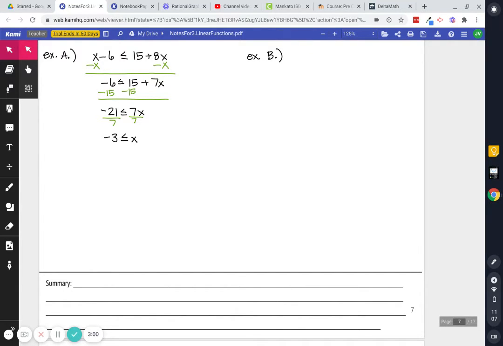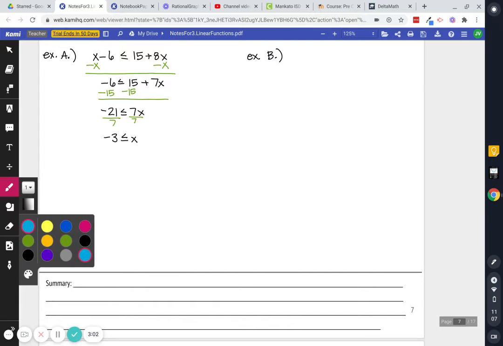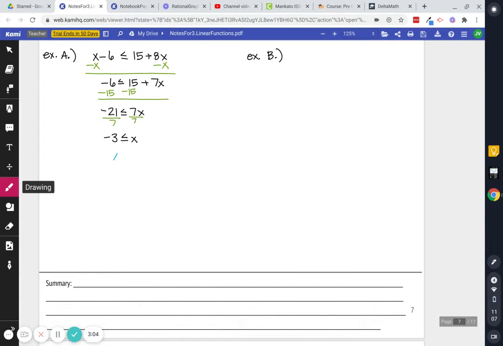And so it might be helpful for us to flip it in our brain. X is greater than or equal to negative 3. These mean the same thing. And the reason we can tell they mean the same thing is look at where the less than is opening to. The 2 dots, so to speak, is pointing to x. And so when we flip it around, we need to acknowledge that.